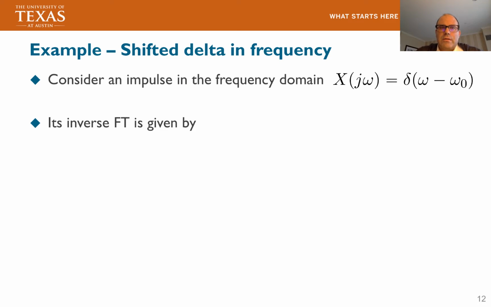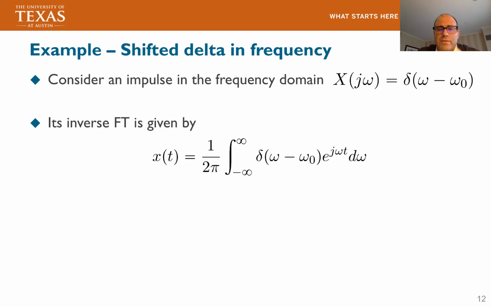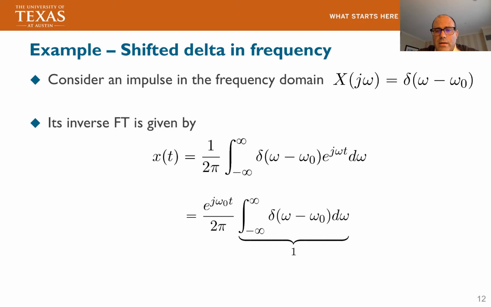Okay, so now let's start to look at manipulating some of the signals that we've already computed the Fourier transform of. Let's suppose that we have a shifted delta. Let's look at its inverse Fourier transform. I substitute in for the delta function, and then using the sifting property, we can realize that this is only valid for e to the j omega naught t. So we pull the e to the j omega naught t out. We're left with the integral of the delta, which is just a 1. So the inverse Fourier transform is given by e to the j omega naught t over 2 pi.